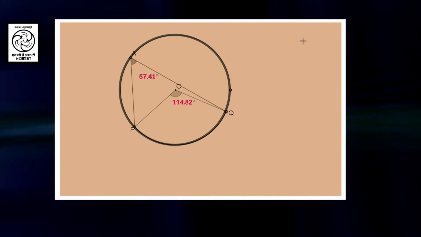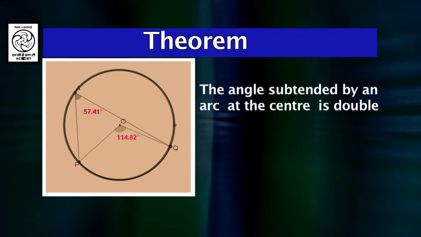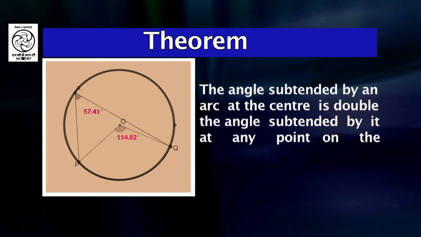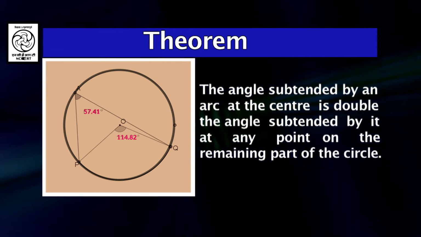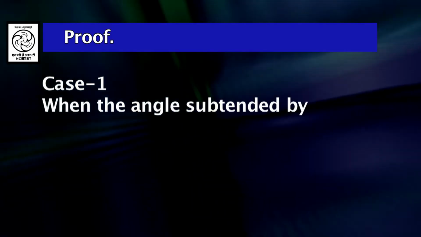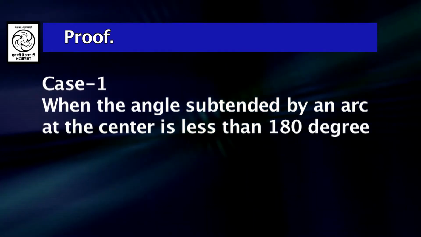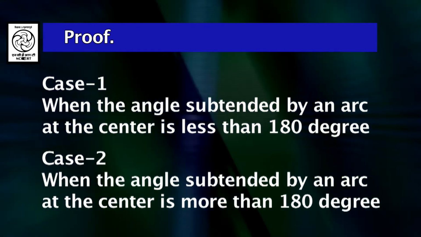So, we have a result here. The angle subtended by an arc at the center is double the angle subtended by it at any point on the remaining part of the circle. Again, we will prove this. So, we will take two cases. Case 1, when the angle subtended by an arc at the center is less than 180 degrees. Case 2, when it is more than 180 degrees.